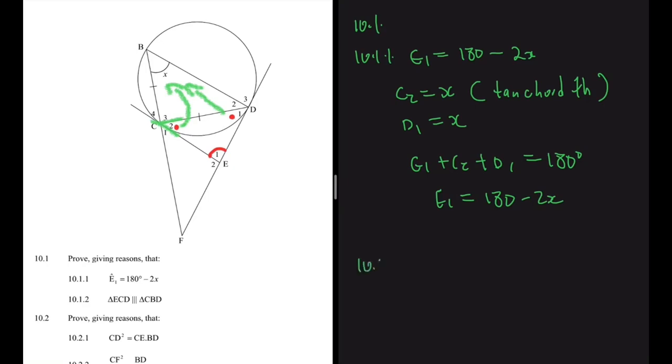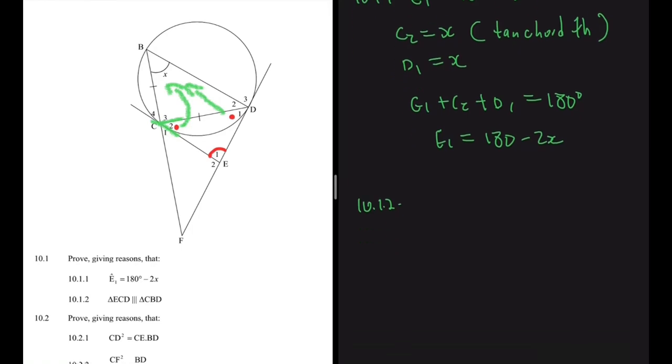Now we can move to 10.1.2. In 10.1.2, we still have one keyword, right? Proving that angle E1 is equal to 180 minus 2x doesn't give us any other keyword. So we're supposed to answer 10.1.2 using the tangent again, because that's the only keyword we have.